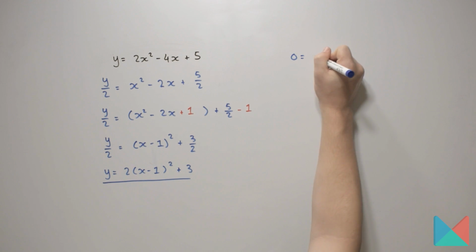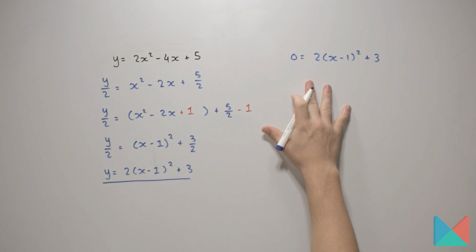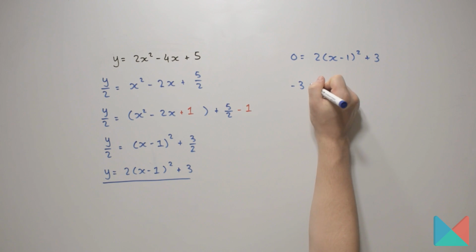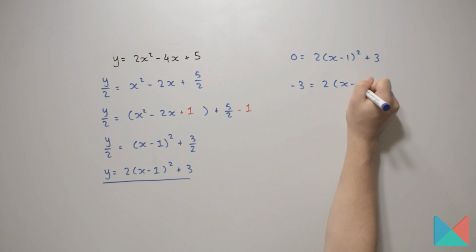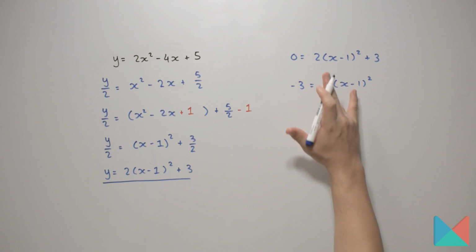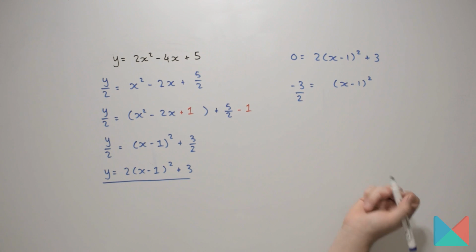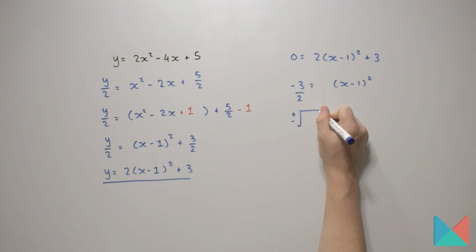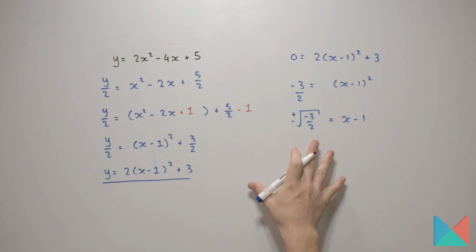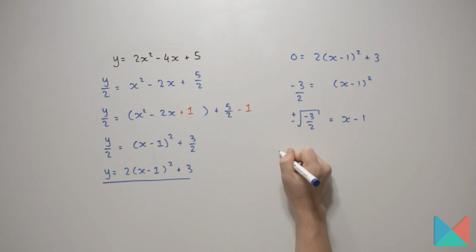So we have 0 equals 2(x take 1) squared plus 3. And we can start solving for the x-intercepts by taking the 3 over to the other side. So we have negative 3 equals 2(x take 1) squared. And we can also divide by 2. So this 2 will be eliminated and we'll have a negative 3 over 2 on the left-hand side of the equation. And if we square root both sides, we have plus or minus the square root of this negative 3 over 2 is equal to x take 1. And notice here that we're square rooting a negative number. And whenever we square root a negative number, we're going to yield no real solutions for x.